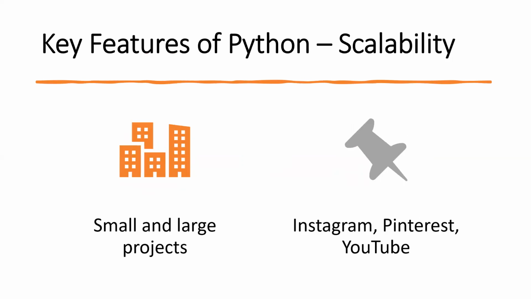Scalability. Python is known for its scalability. It can handle both small and large projects with ease. Many popular websites and applications, including Instagram, Pinterest, and YouTube, have been built using Python. Its scalability makes it an excellent choice for projects that may grow in complexity over time.